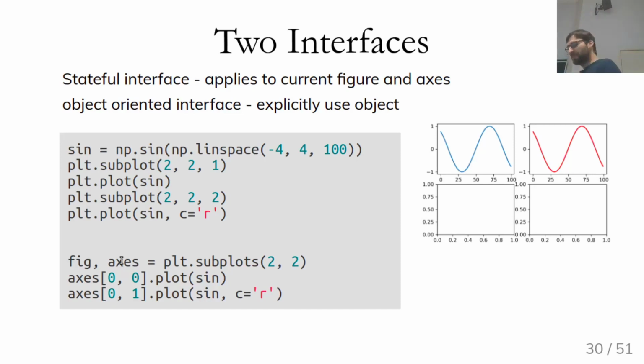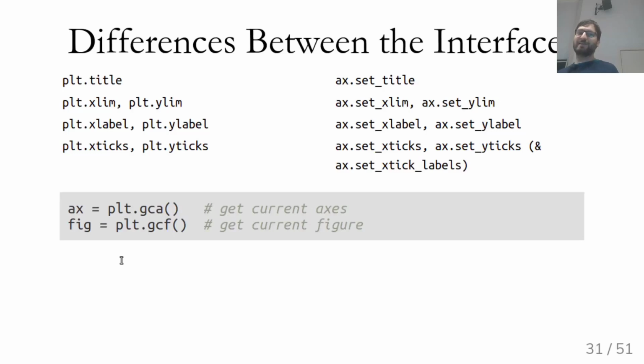So, if this would be the only difference, that would be too easy. All the plot commands, like plot and scatter and histogram and bar, all have the same name in both of these interfaces. So you can do plt.plot or ax.plot, or you can do plt.bar or ax.bar. But anything that modifies the axis has different names. So plt.title is the same as ax.set_title, plt.xlim is the same as ax.set_xlim, and so on.